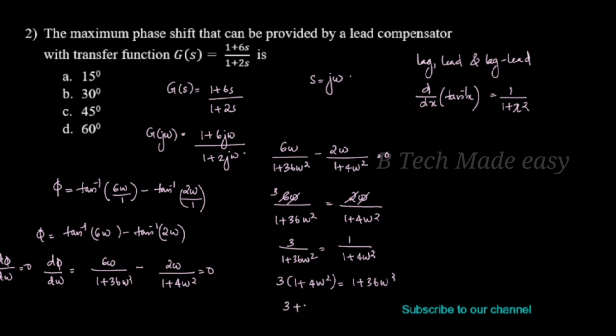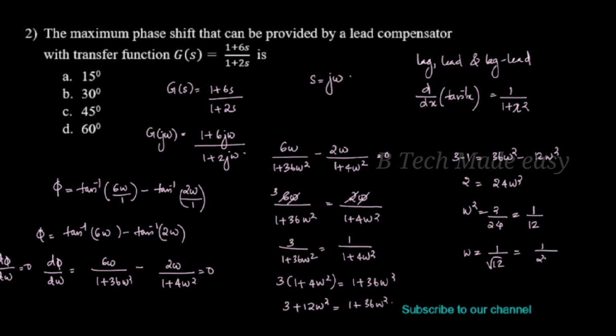That is 3 + 12ω² = 1 + 36ω². That is 3 minus 1 is equal to 36ω² minus 12ω². That is 2 = 24ω². That is ω² = 2/24, which is equal to 1/12. Or ω = 1/√12 = 1/(2√3). This is the value of ω.